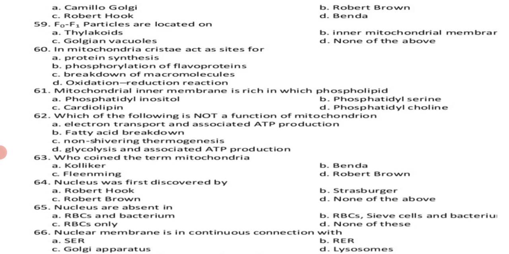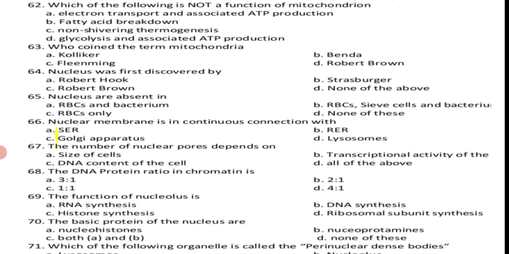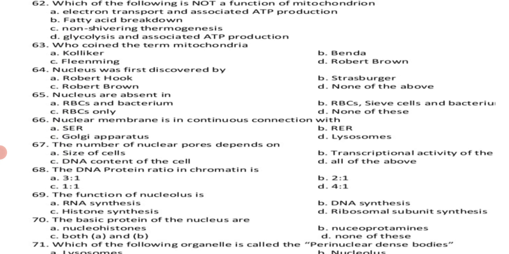Question number 65. Nucleus is absent in RBC and bacterium. RBC, sieve cell and bacterium. RBC only and none of these. Sieve cell, bacteria and RBCs are without a nucleus. So option B is a correct answer for question number 65. Question number 66. Nuclear membrane is in continuous connection with. The nuclear membrane is in continuous connection with the rough endoplasmic reticulum.